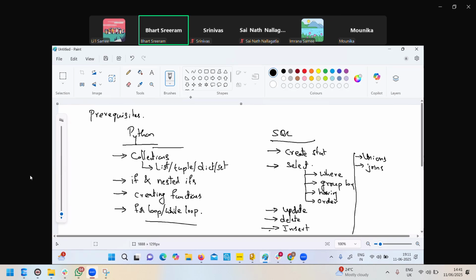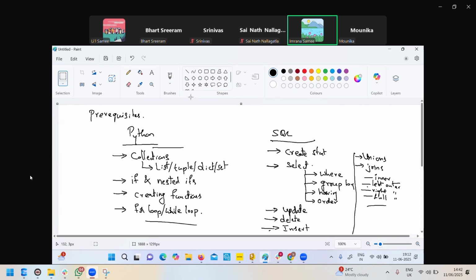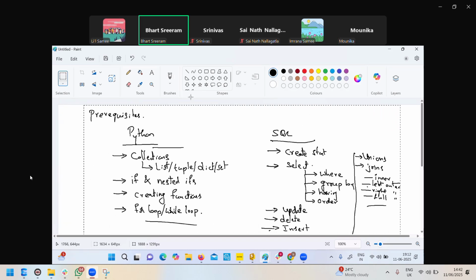In PySpark, there is a concept called SQL. Within this, you have all types of joins: inner join, left join, right join, and full outer join. I hope all of you know this. If you don't know, please attend those sessions in parallel.